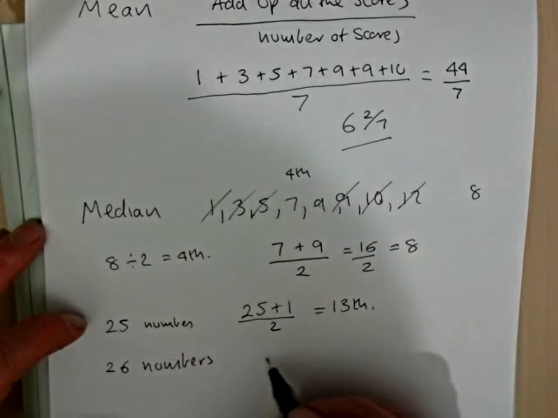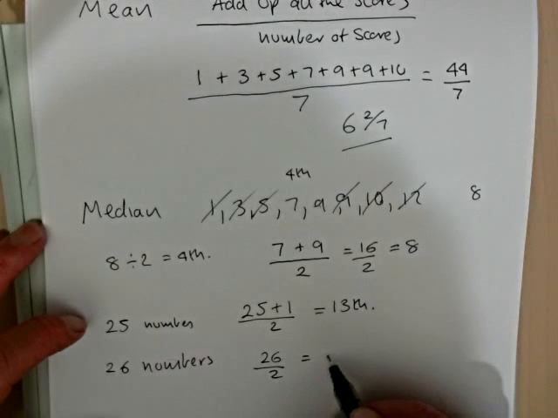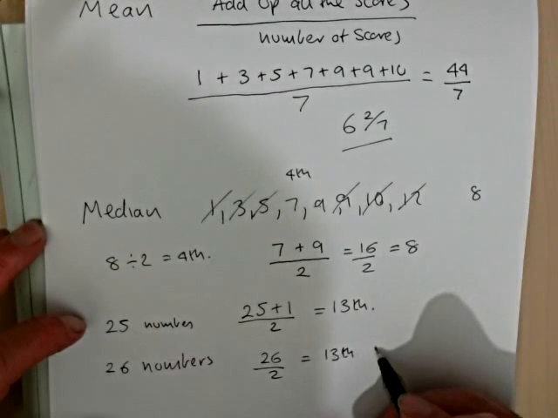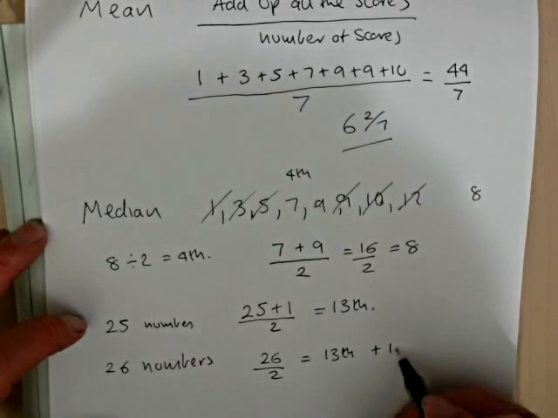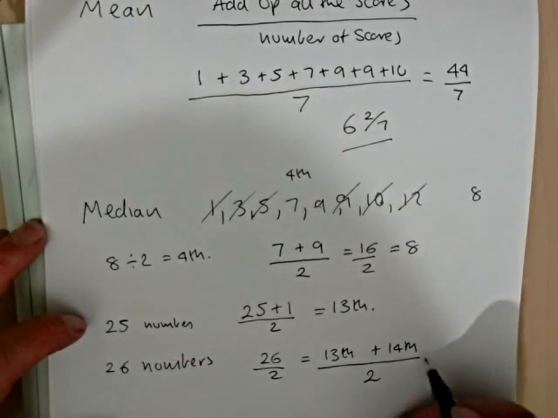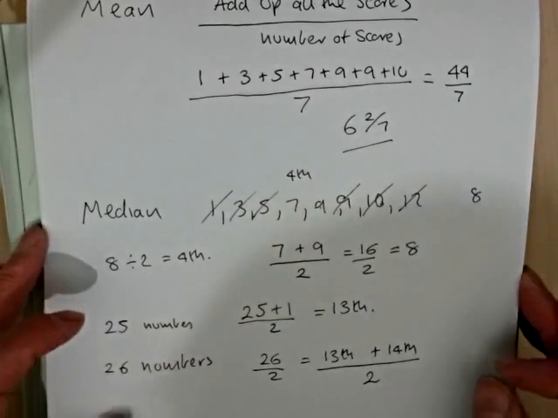For 26, just divide it by 2, it's an even number, so we're going to get 13, but for the median, it's going to be the 13th, that's the first number in the pair, and we need the second number in the pair, and by adding them together and dividing by 2, once we've got the values, we can work out the median. Okay, I hope that's helped you.